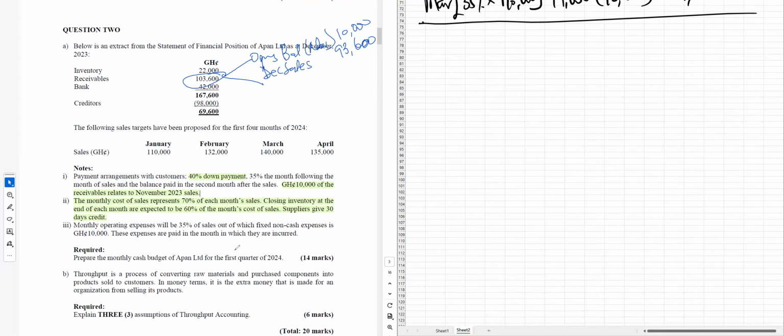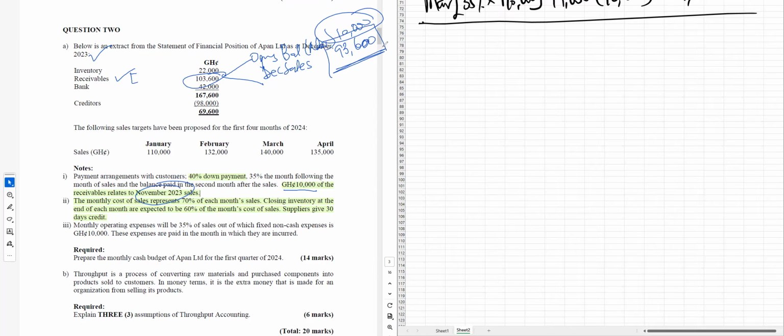Oh, but it's relatively simple. You need to be good with accounting data. You must know what receivables mean. Receivables is uncollected sales, and they've told you that 10,000 of the receivables relates to November sales. It just says the account belongs to which month, because this one is brought forward from December. So if 10,000 relates to November, then the rest belong to what? December. That is it. So December sales are 93,600.